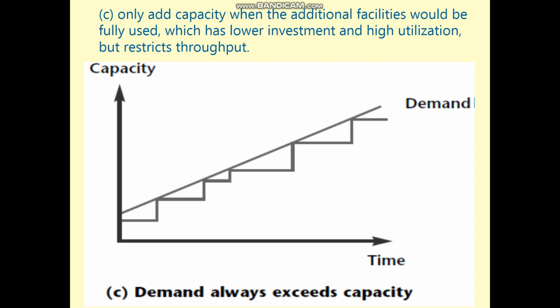And the third one, we only add capacity when the additional facility would be fully used. This means that the demand always exceeds the capacity. They only open the new facility when the new facility can be fully used. And if we use this way, we will have lower investment and higher utilization, but we have restricted throughput. The throughput is limited.